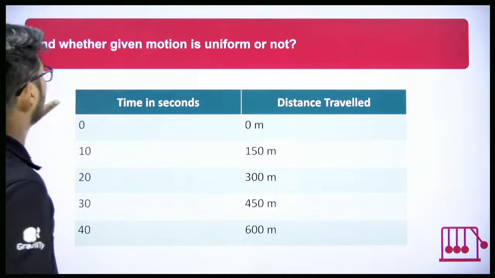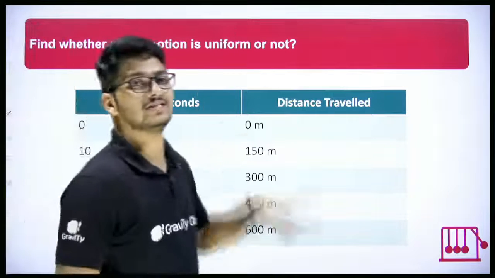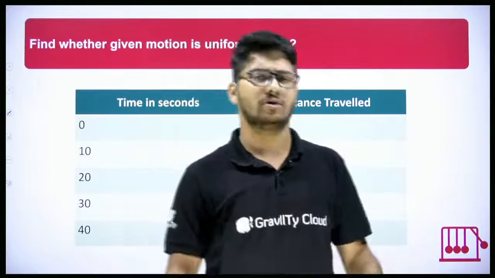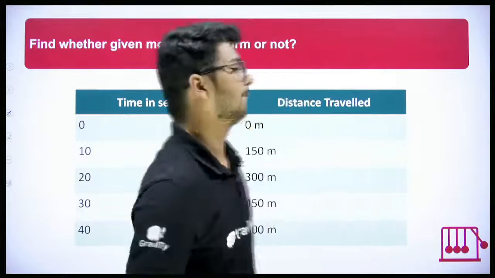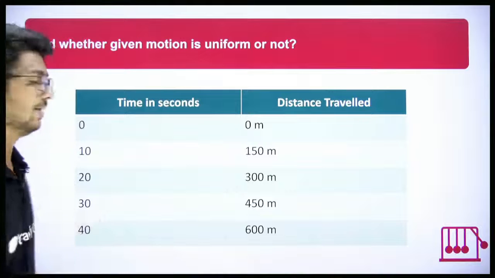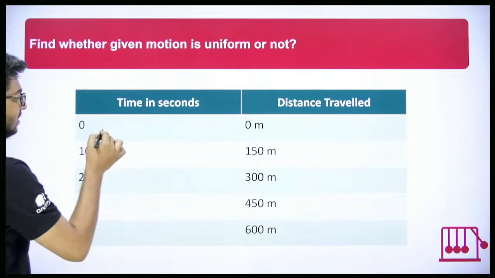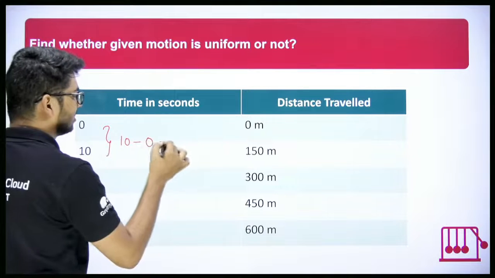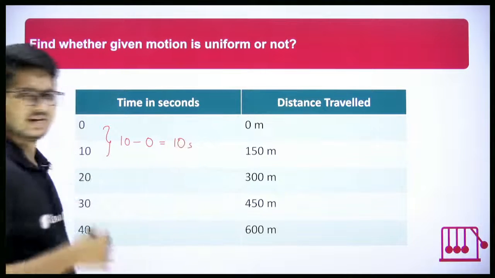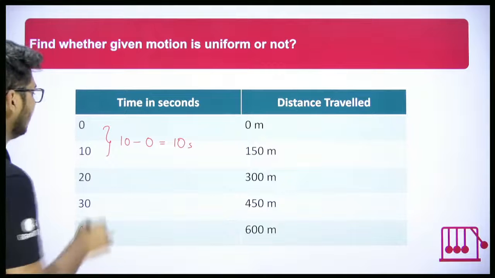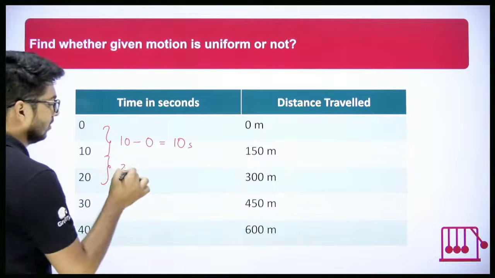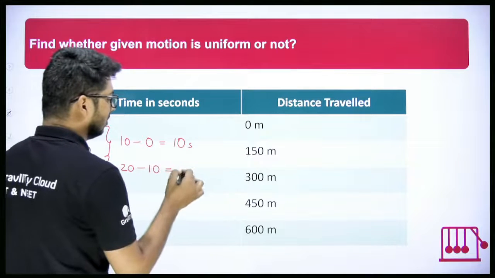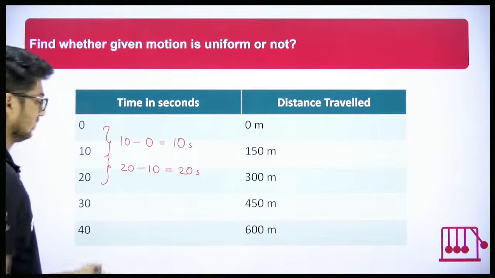Look at this. Find whether the given motion is uniform or not. Now let's do that. Let us first find out the time interval. Look at this, time in seconds. It is 0 to 10. So time interval is 10 minus 0, 10 seconds. Then you have 10 to 20. It is 20 minus 10.